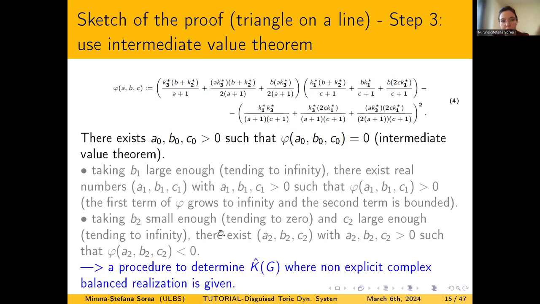We don't give precise A, B, C for this. We just say there exists a triplet A1, B1, C1 such that phi of A1, B1, C1 is positive, and a triplet A2, B2, C2 such that when you replace them in phi, you get a negative value. And since we are in the real setting here, phi is continuous, so we apply the intermediate value theorem and conclude that there is a triplet of positive real numbers A0, B0, C0 that will make phi vanish. So note that we don't give a precise complex balance realization, since we just find the existence of such a reparametrization in terms of K hat using K star.